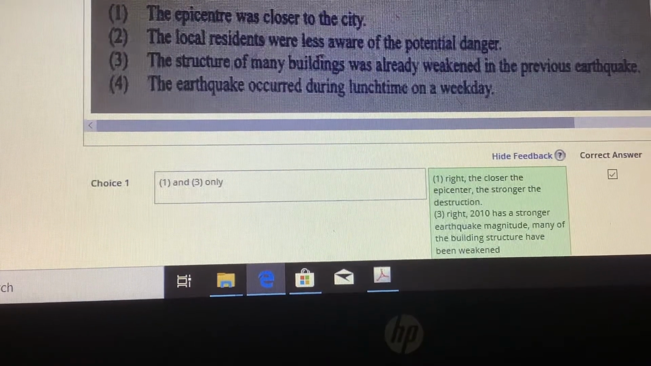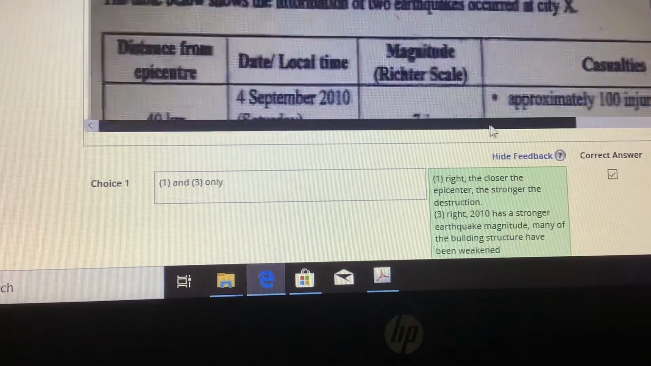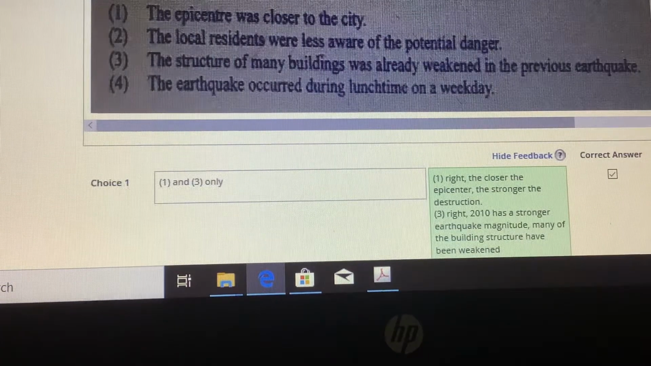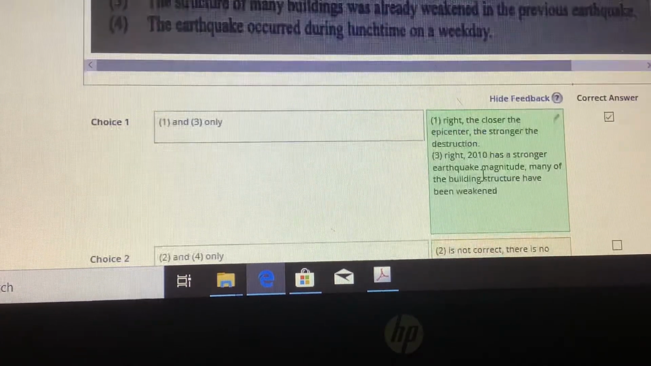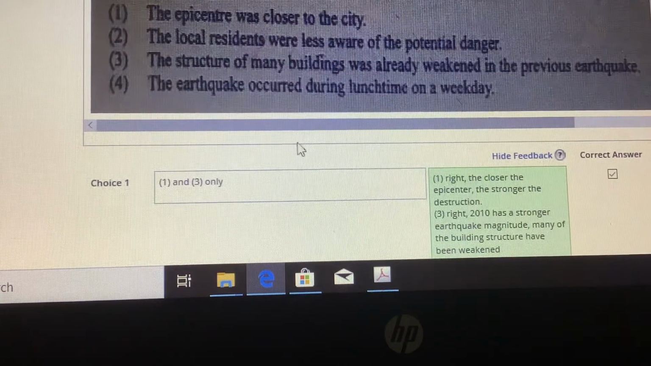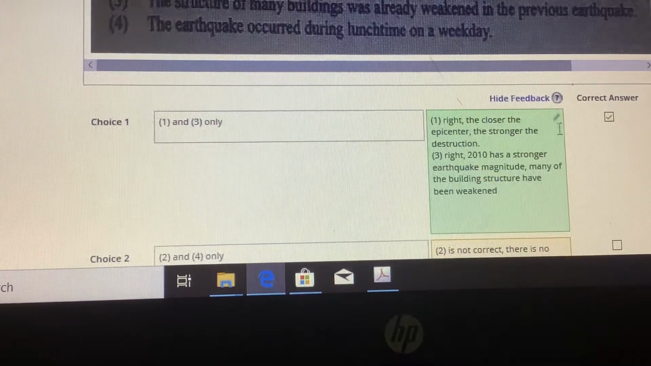Number 3, the structure of many buildings has already been weakened by the previous earthquake. It sounds valid. This one is valid. How about number 4? The earthquake occurred during lunchtime on a weekday. If it is lunchtime and a weekday, I think you will go outside, right? So number 1 and number 3 are correct.